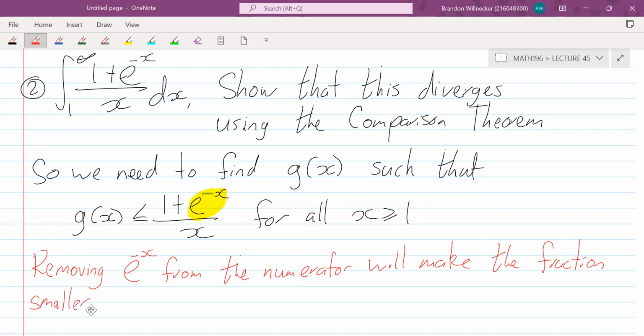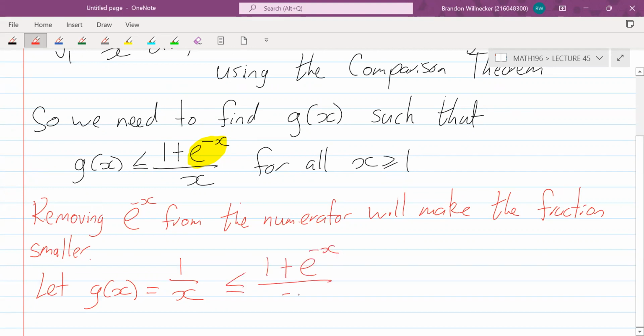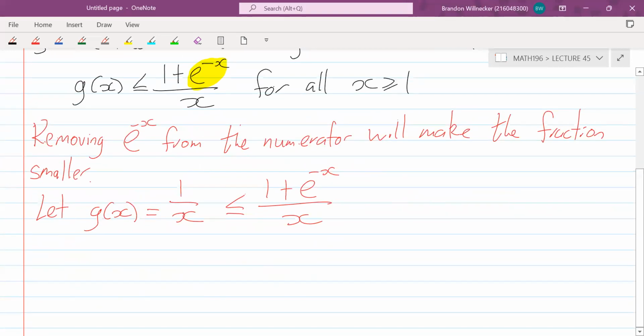Because if we make the numerator smaller, then the whole fraction becomes smaller. So we've removed that. So we say, let g of x be equal to 1 over x. So we have removed e to the minus x, made the thing smaller. So that means this is going to be less than or equal to 1 plus e to the minus x over x. So here we've got our g being less than or equal to our f.